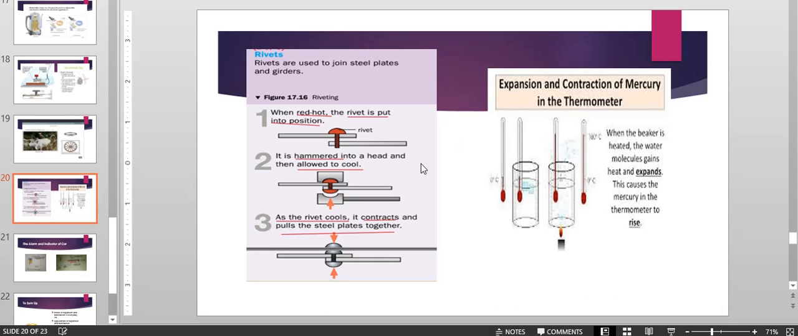Now let's talk about another application of thermal expansion and contraction. If you want to join two metals together tightly, you can use the process of riveting. Rivets are used to join steel plates and girders. First, when red hot, the rivet is put into position. In the second step, it is hammered into a head and then allowed to cool. As the rivet cools, it contracts and pulls the steel plates together. Let's see a practical example of this process.